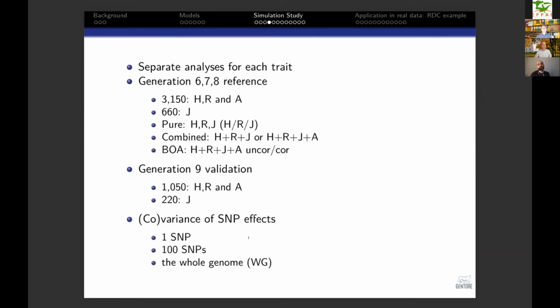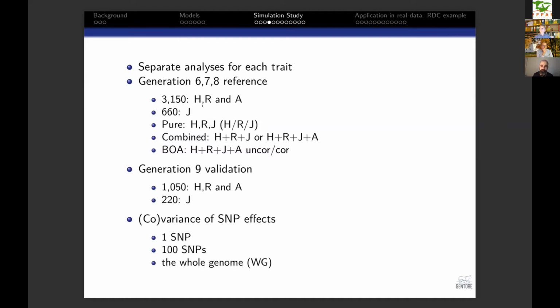For each trait, we did separate analysis, and we used a full cycle, which is generation 6, 7, and 8 as reference, and generation 9 as validation. And since we have 1,050 individuals from each of these breeds, in total we had 3,150 from each of these breeds to be used in the reference, and 660 from Jersey to be used in the reference population.